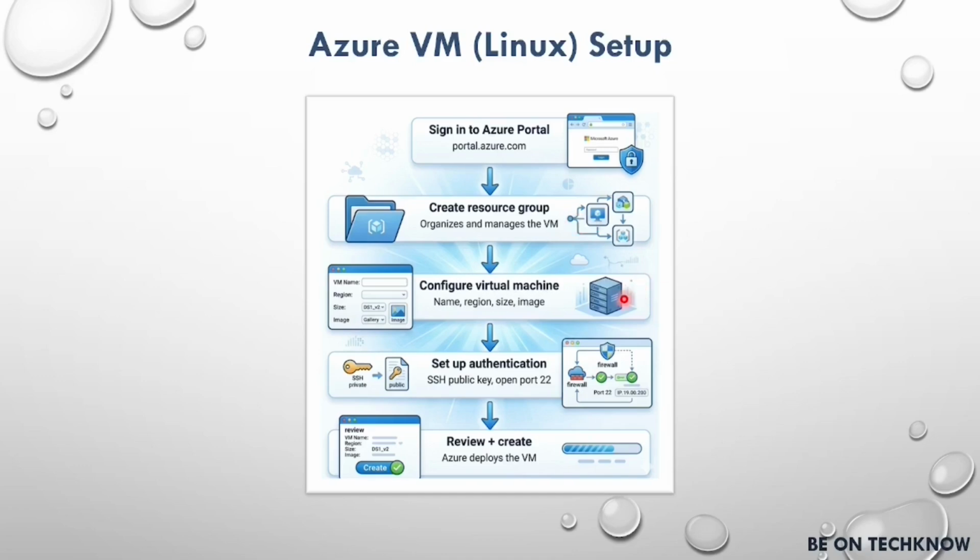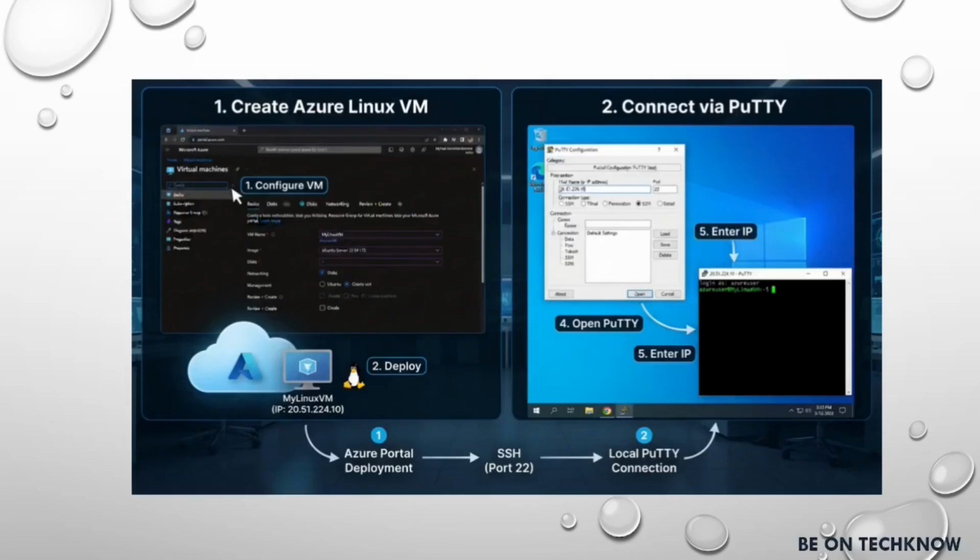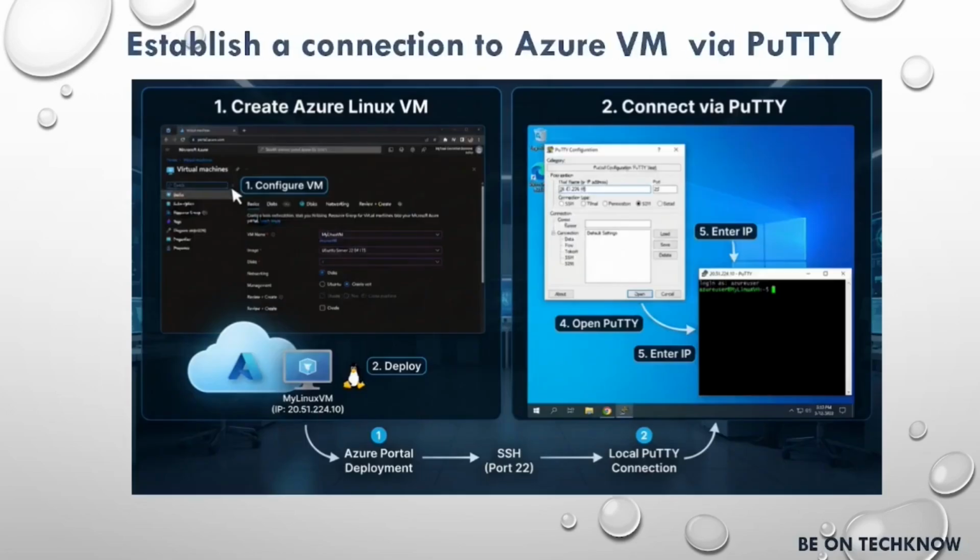You can configure the virtual machine. Configuring the virtual machine, you have to provide certain details like name, region, size and image. You can set up authentication. You can deploy the virtual machine. So once we create a virtual machine, then we can establish a connection from the local machine to Azure Cloud.